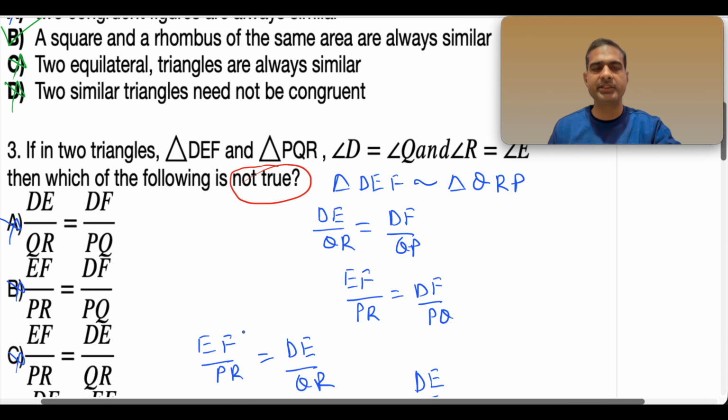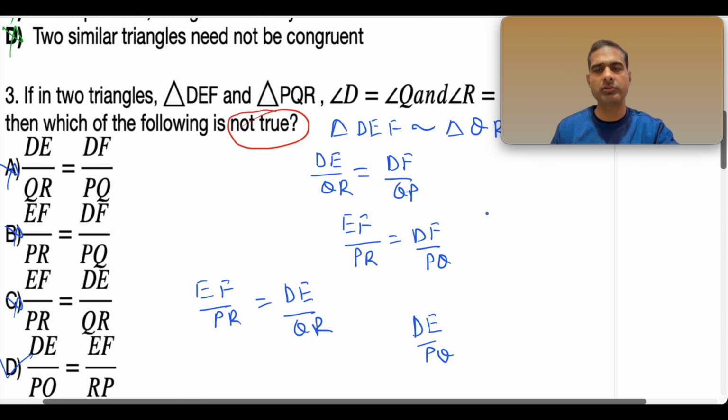Now option C was saying EF by PR. So I took second and third EF, then second and third PR will be equal to DE by QR. So first and second letter of the first triangle, then first and second letter of the second triangle, DE by QR. So this was also true.